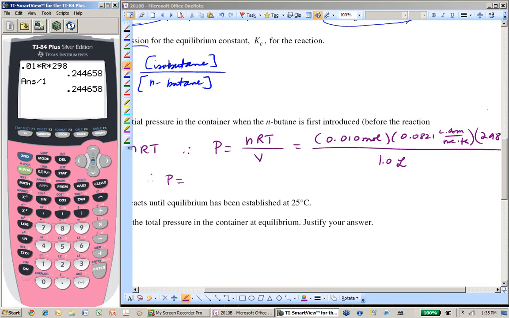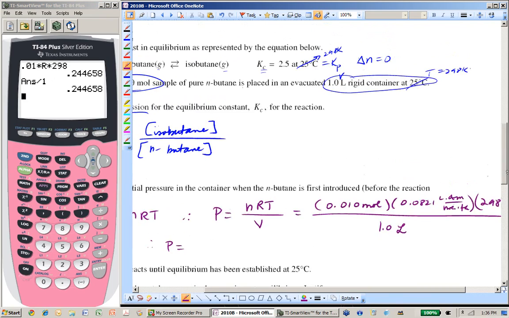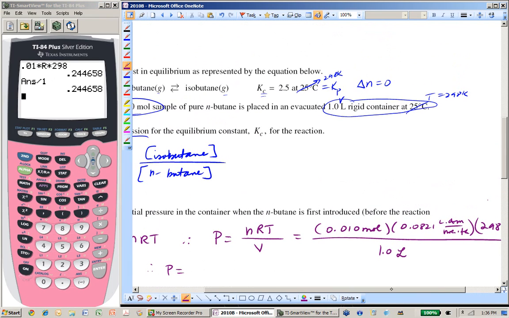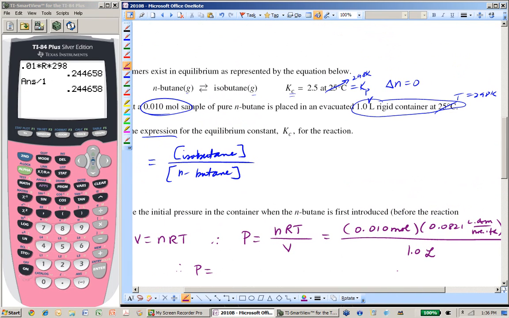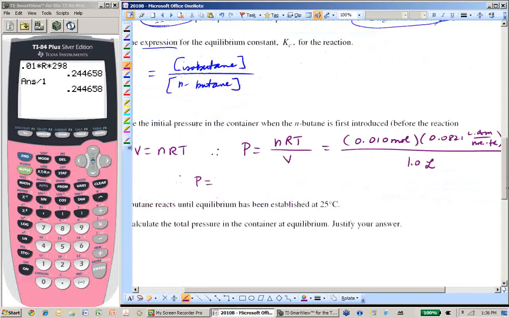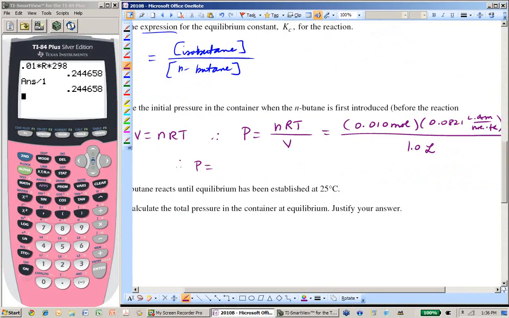So pressure is going to be, how many sig figs do I need here? Let's go with 2. Why am I going with 2? Because of the 2.5 on the Kc. No, this is 2 right here. That 0 is not significant. It's a placeholder. All right, so that comes out to be 0.24 atmospheres.